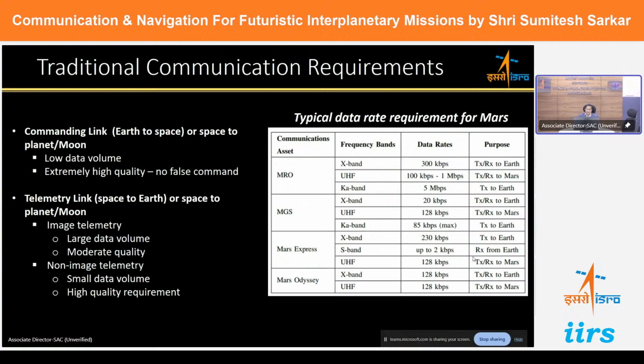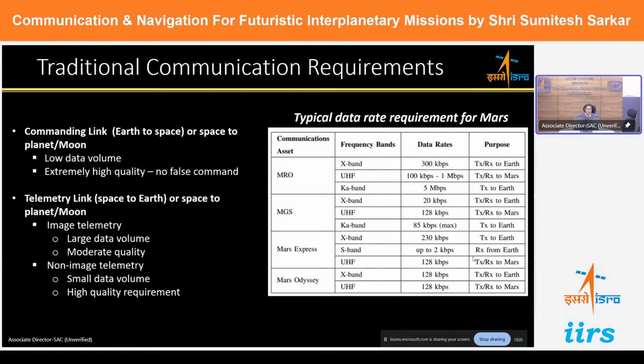And there are two types of link. One type of link is used for commanding. Suppose you have a space probe somewhere on the surface of the Moon. You may have to command it on what it is supposed to do there, to initiate those actions. But those links are very low volume data links. But they have to be of very good quality. They should not fail. So it is a low data rate, but very, very reliable link.